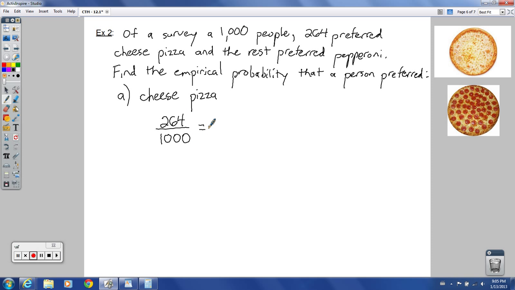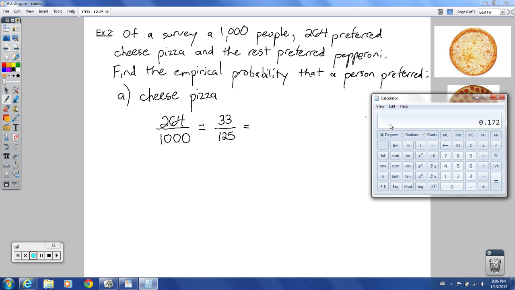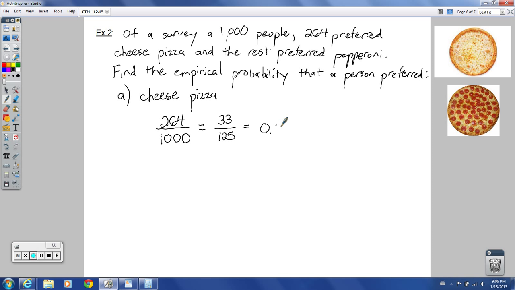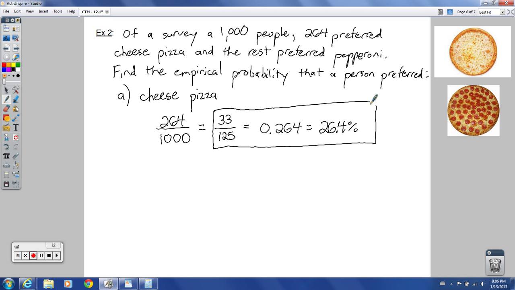You could reduce this. You could divide both of these by 8, which is the biggest number that goes into all of those. So if you're going to write this as a completely reduced fraction, this is as far as you could go with it. But if you're going to take 264 divided by 1,000, you're just going to move the decimal place 3 spots, because you're dividing by 1,000, you're going to have 0.264 as a decimal. So this would be 0.264, which is the same thing as 26.4%, if you're going to write that as a percent. Alright, so this is our final answer.